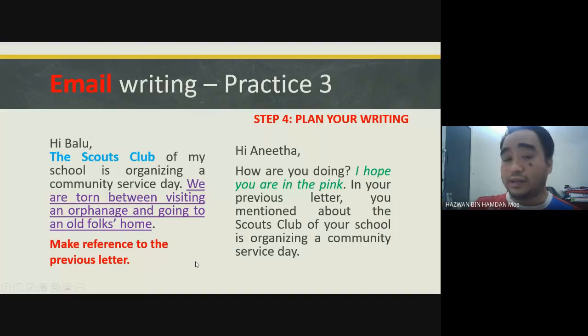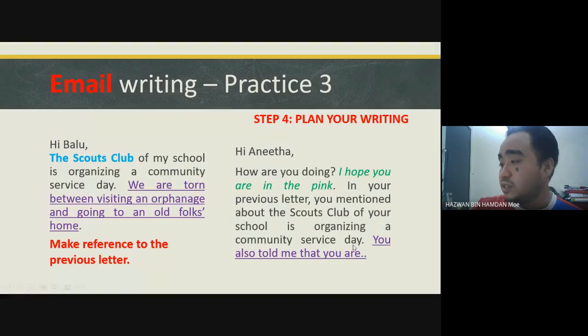And then in the previous letter, it mentioned that we are torn between visiting an orphanage and going to an old folks home. How can we manipulate this? Macam mana kita nak guna balik ayat ni supaya jadi ayat kita? So you just make reference. You also told me, tadi kita kata you mention kan?